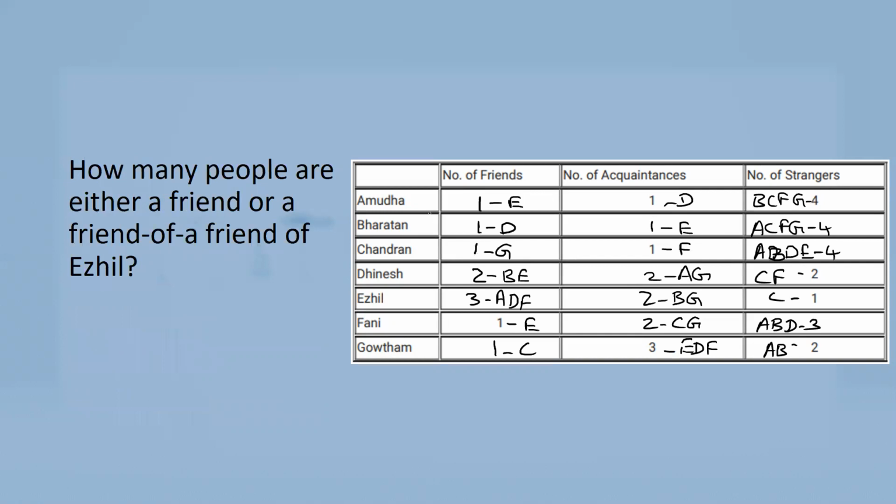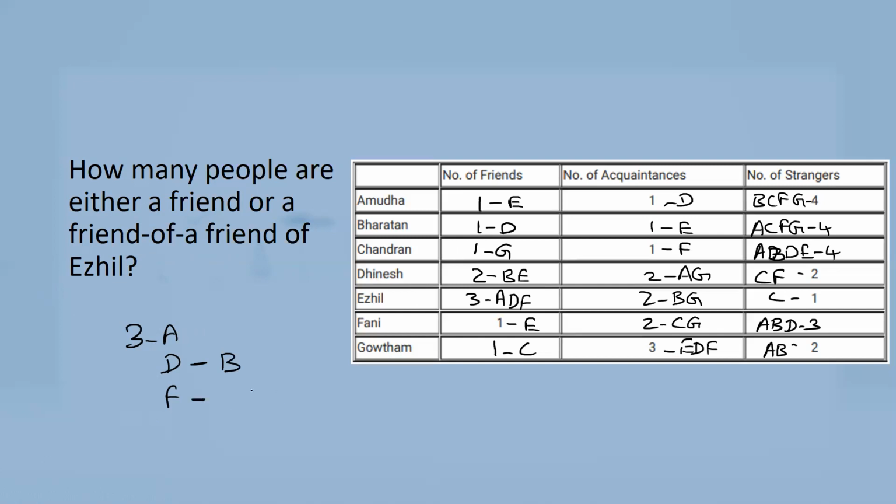How many people are either a friend or a friend of Elil? So how many friends does Elil have? A, D, and F. A has only one friend, so let us not count Elil because Elil cannot be a friend of Elil. For D, who is the friend? D, Bharatan and Elil are friends. So let us count Bharatan in.